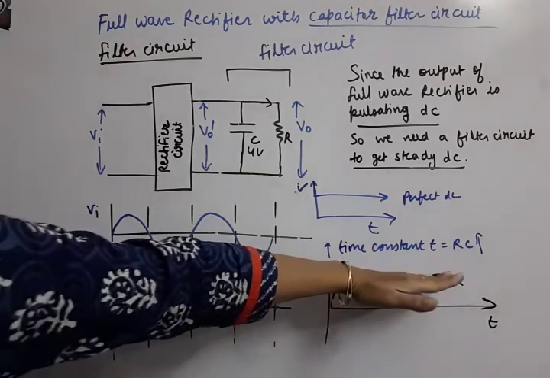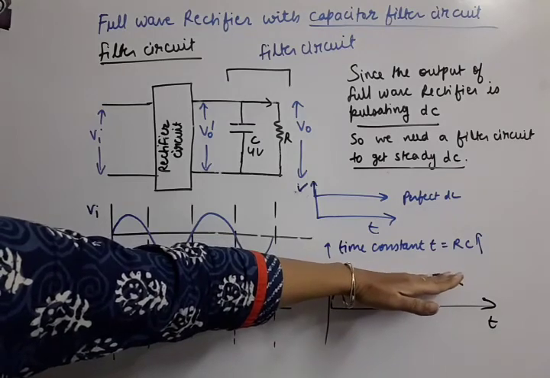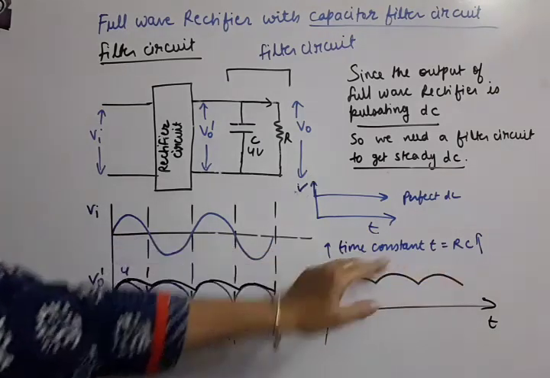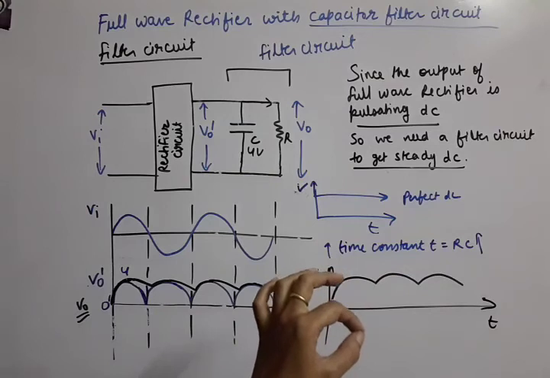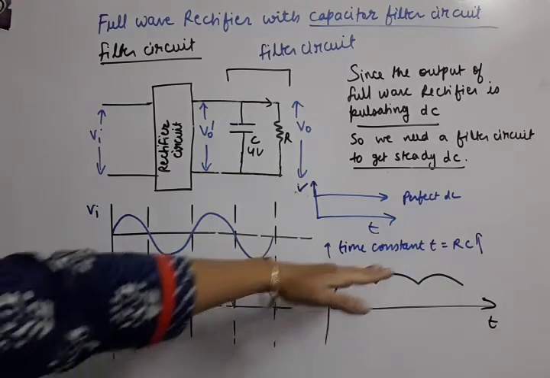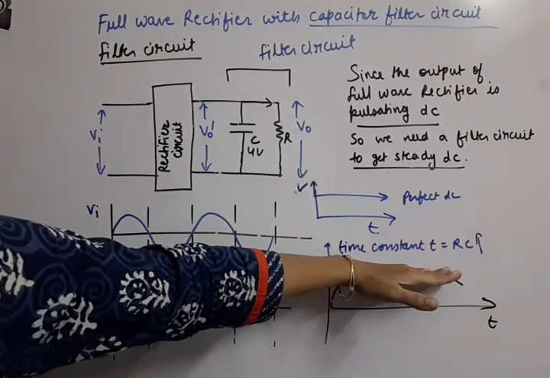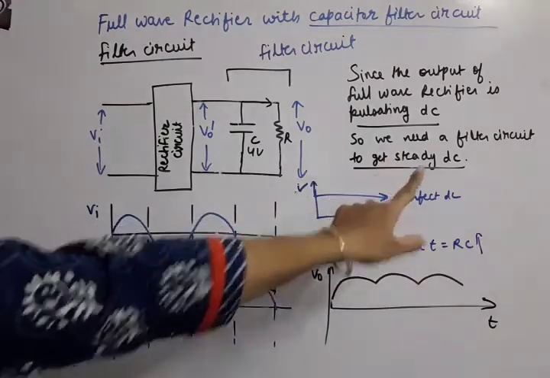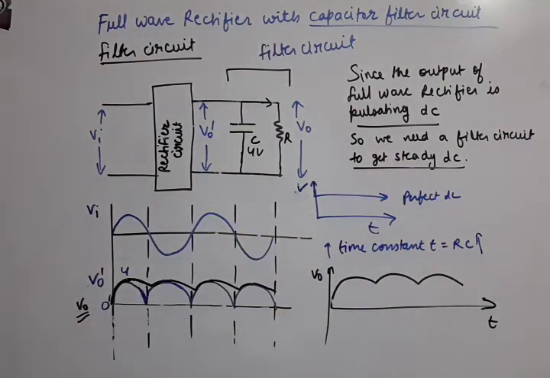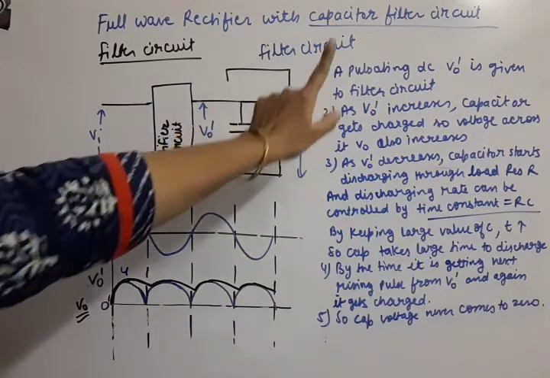So overall if we find the average of these voltages, it is almost a straight line. This is not perfectly DC, but it is almost a steady DC now. So the filter circuit gives us a steady DC by the charging and discharging action of the capacitor. Now let us write the working. Let us see the working of this filter circuit.